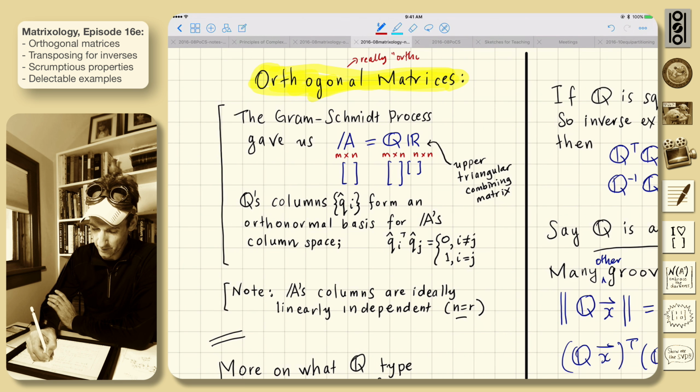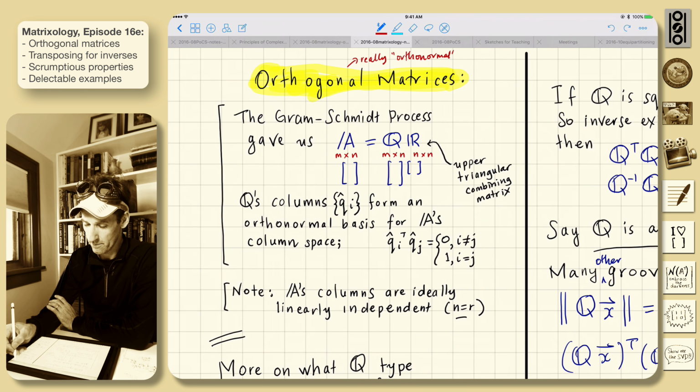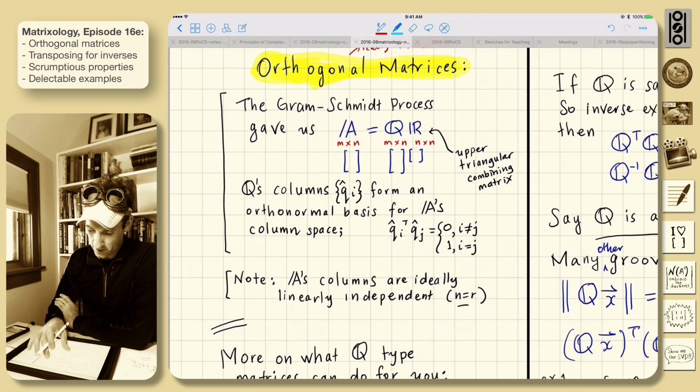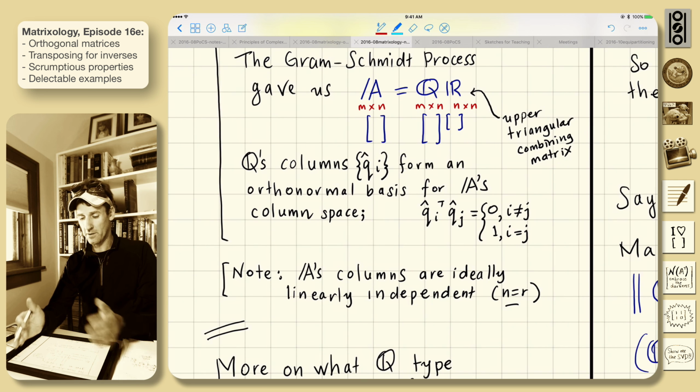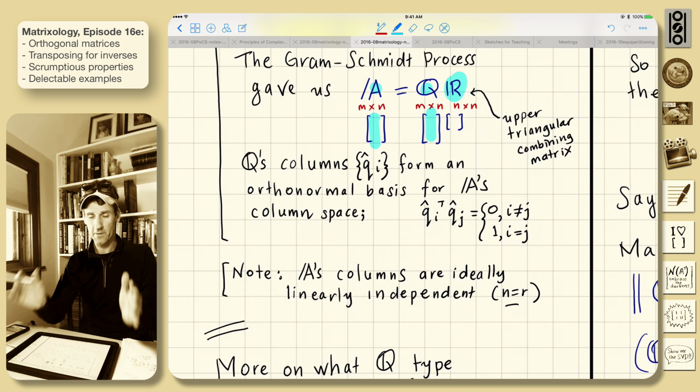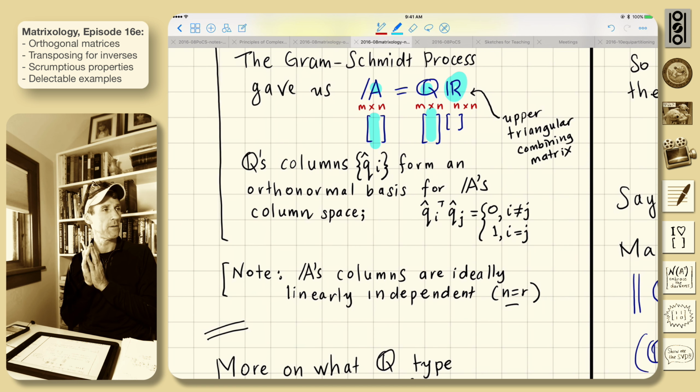So this is a little bit of an odd thing, perhaps, if we stick with the orthogonal basis, orthonormal basis story. Okay, so Gram-Schmidt process. It gave us this A equals QR. This is an upper triangular combining matrix. Q and R have the same shape. And this is this observation: Q's columns form an orthonormal basis for A's columns.